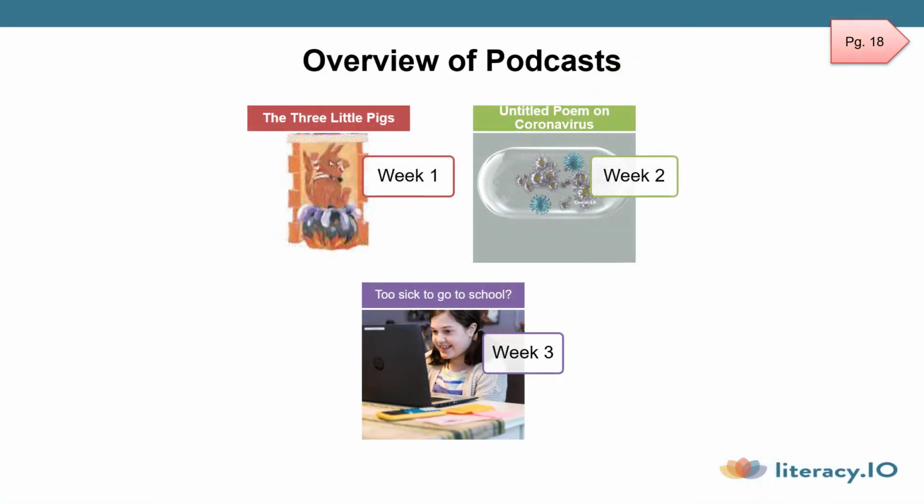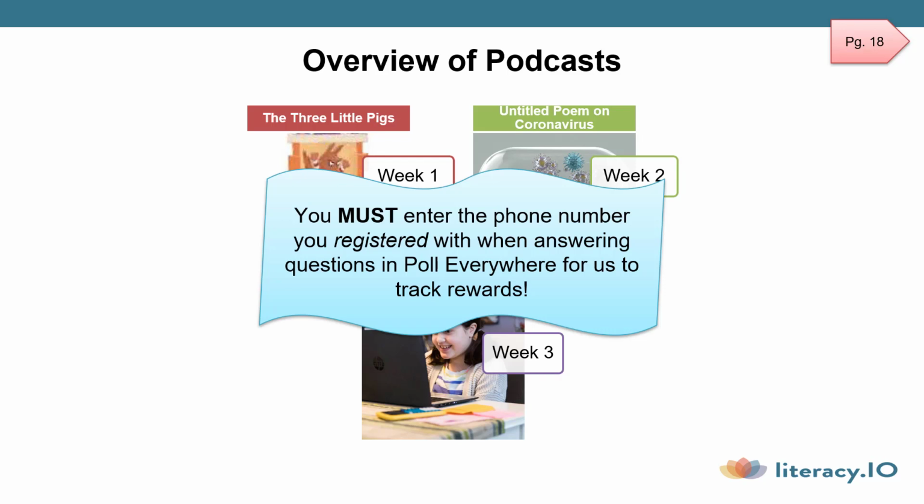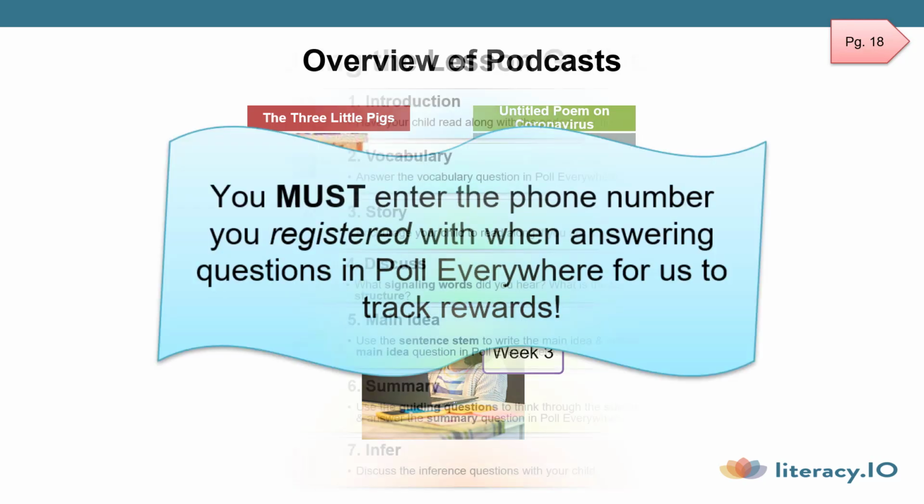On page 18 of your guide, you have an overview of our podcasts. In week 1, we'll have the three little pigs. In week 2, we'll have an untitled poem on the coronavirus. And in week 3, we'll have a podcast on Too Sick to Go to School. You must enter the phone number you registered with when you're answering questions in Poll Everywhere. That's how we're going to track your rewards.